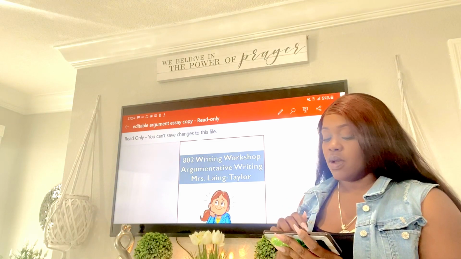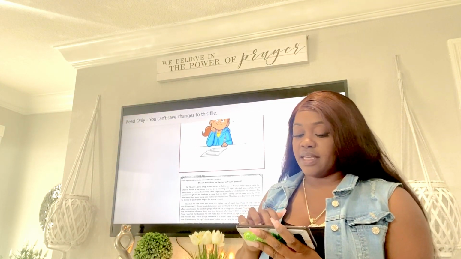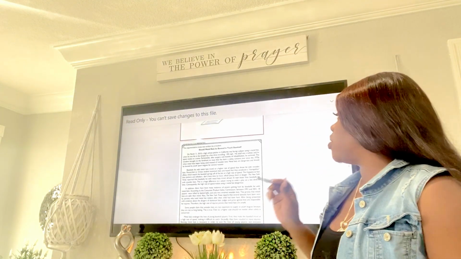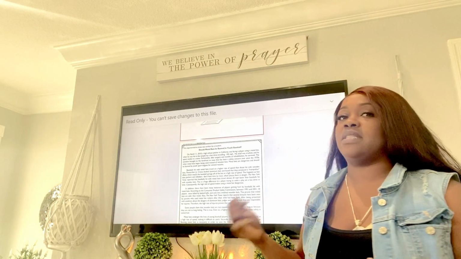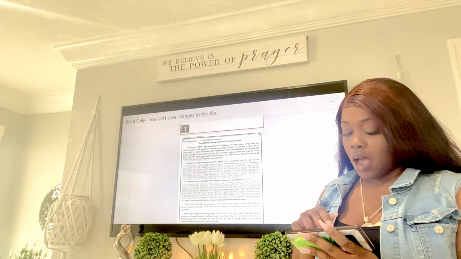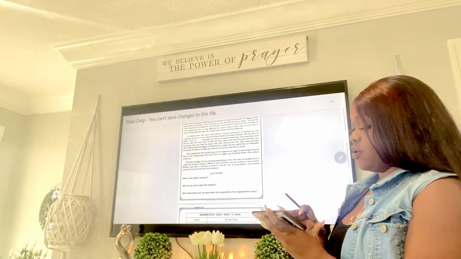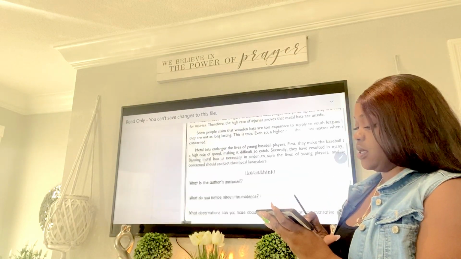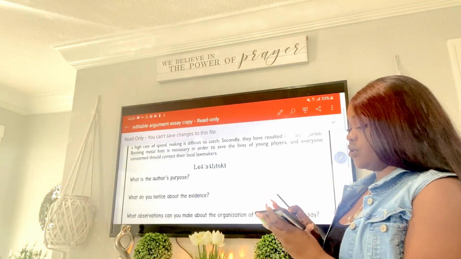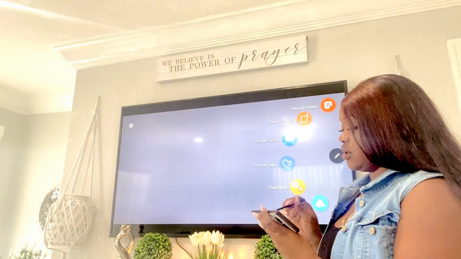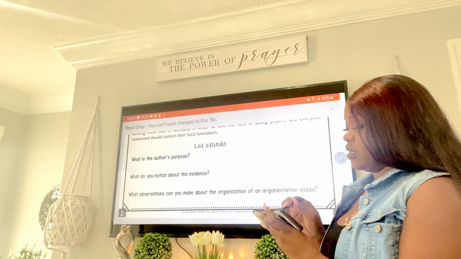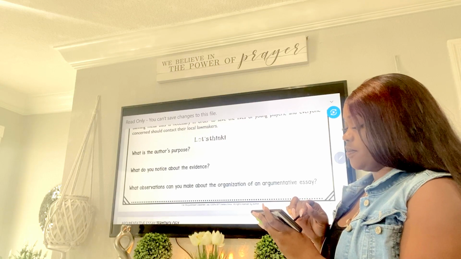Okay, here we go. So you're gonna see this. This here is a sample. The first page is a sample argumentative essay that was submitted by a student. And then if you, let me try to zoom in a little bit. Look closer, it says let's think. This area here, let me draw a circle around it.